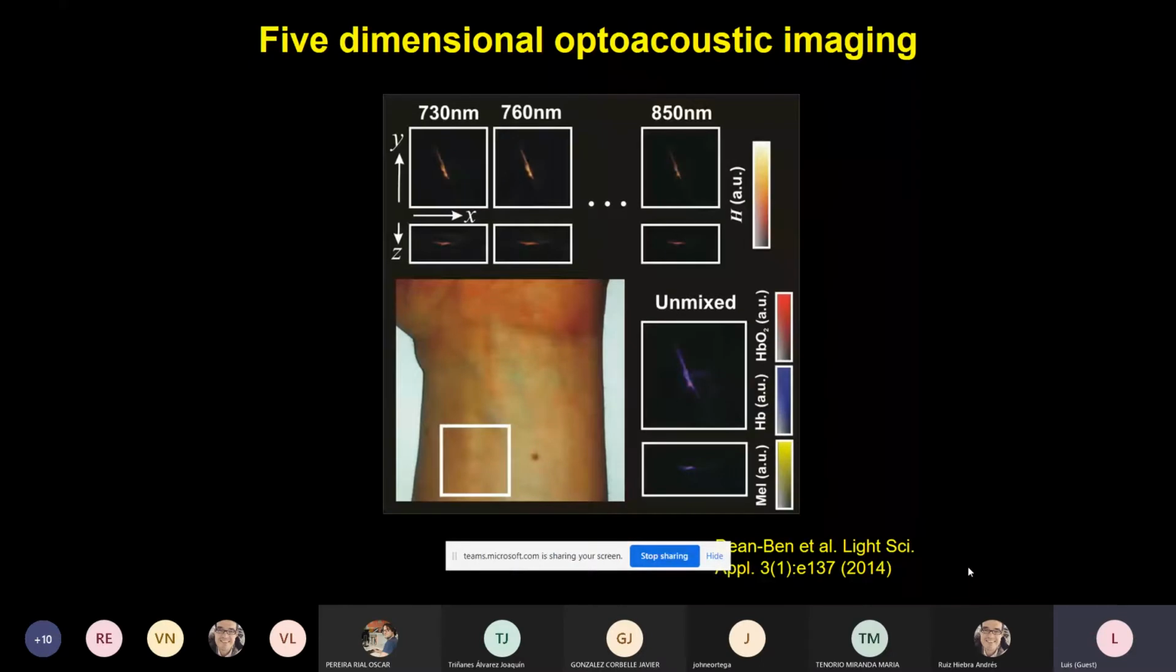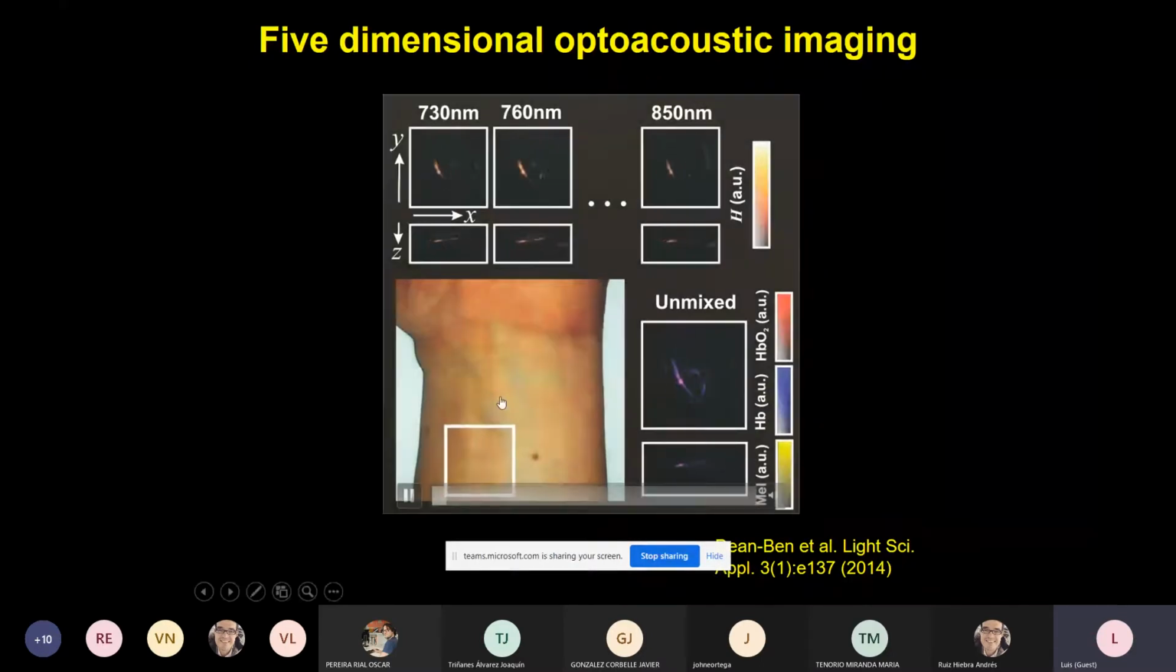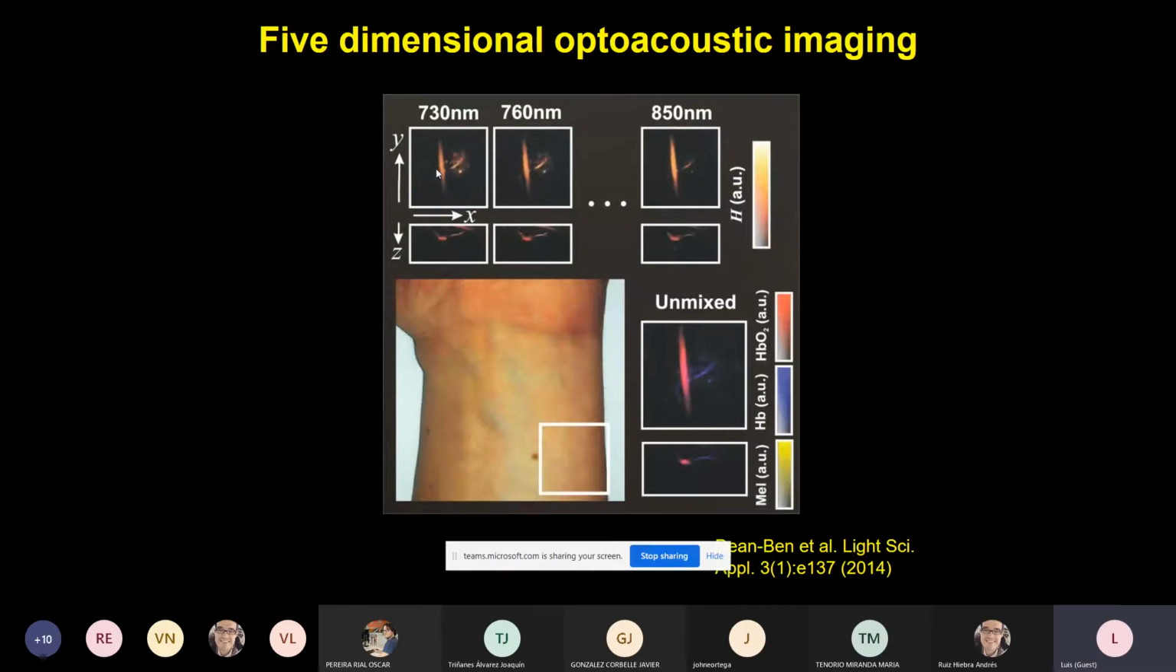This is actually a video that I'm going to play. I hope it works. So this is an image of my hands. Here in the upper part of the video, you see basically how the optoacoustic image looks like. What you mainly see is blood vessels, it's what mainly absorbs light in tissues.